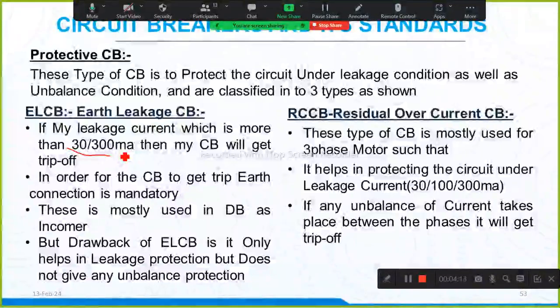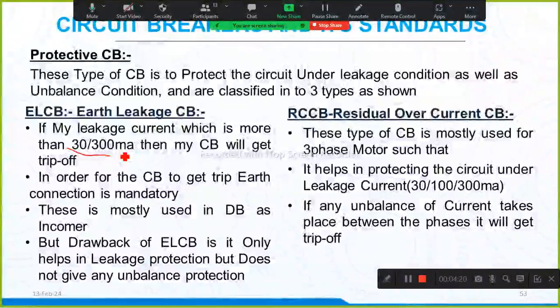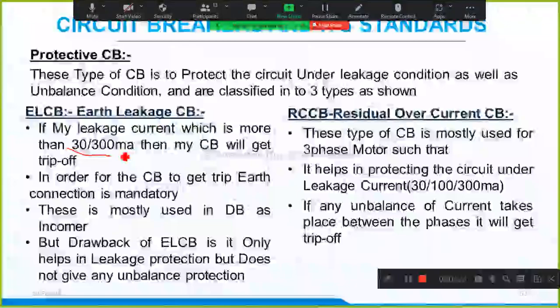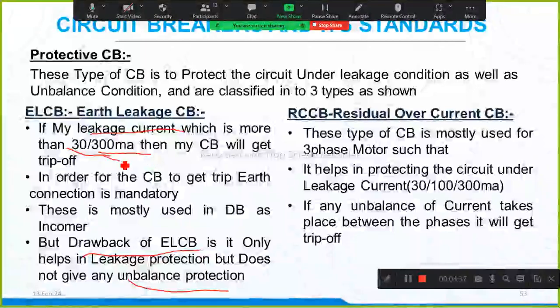We had calculated outcomers, but for the incomer I told you we might be using RCBO. Why? Because of the unbalance between R to Y, Y to B, B to R, the load should be balanced. For the distribution board incomer, people first started using ELCB, but what is the drawback of ELCB? It gives only leakage current protection, but it does not give any unbalance protection.